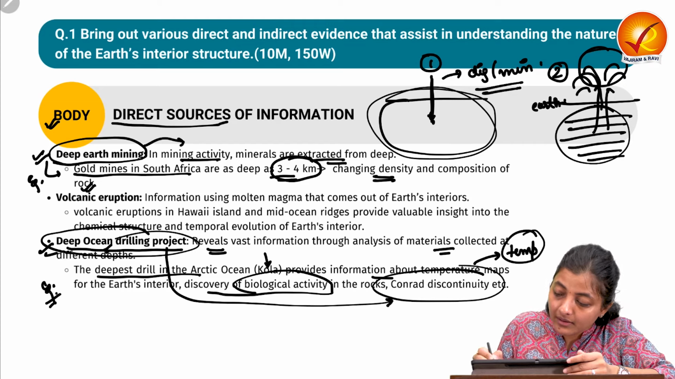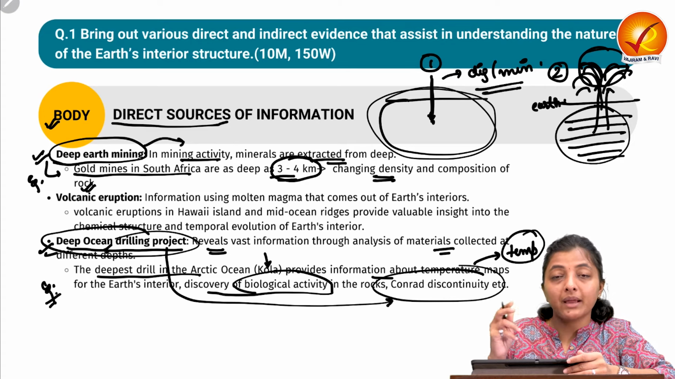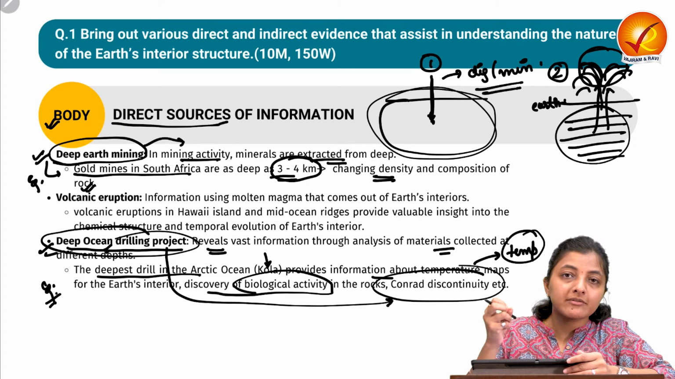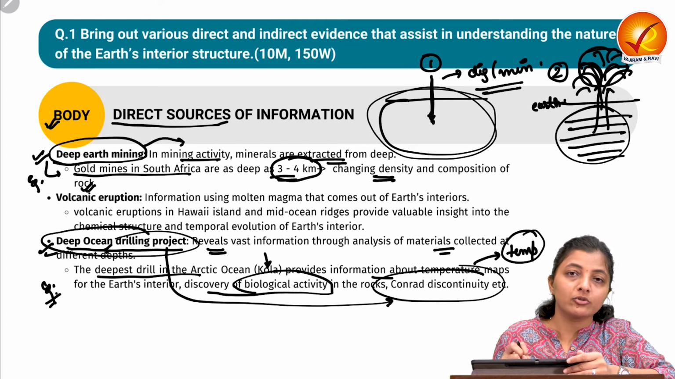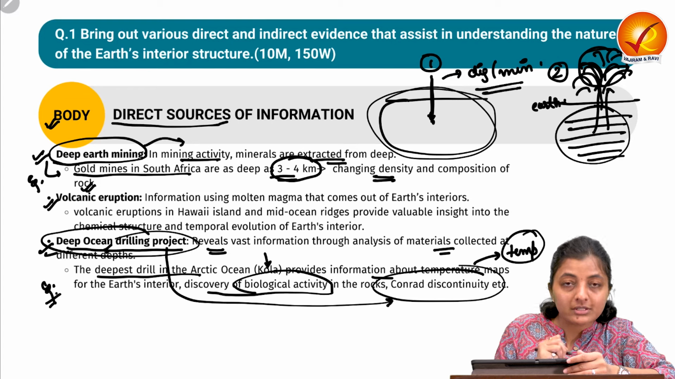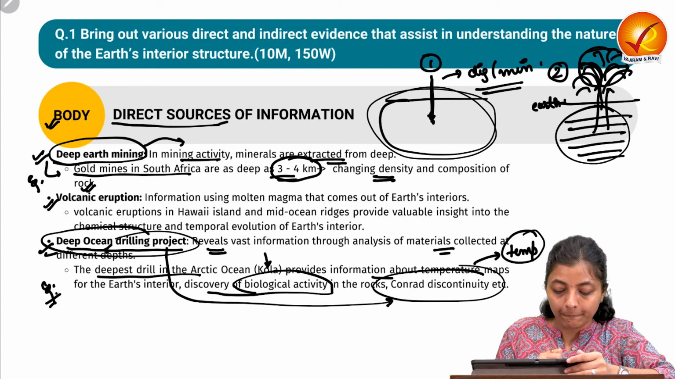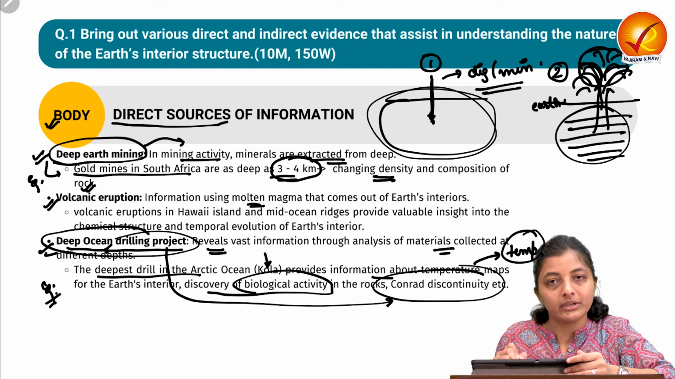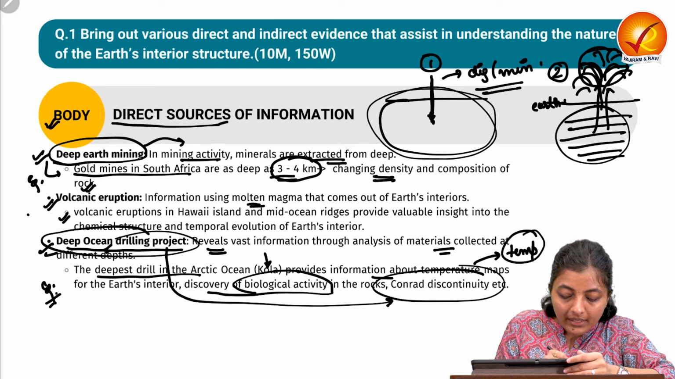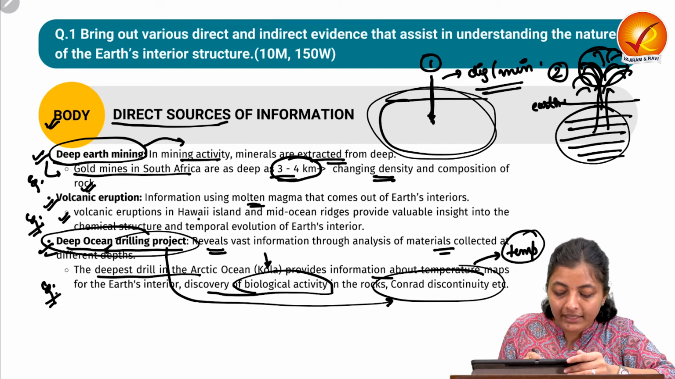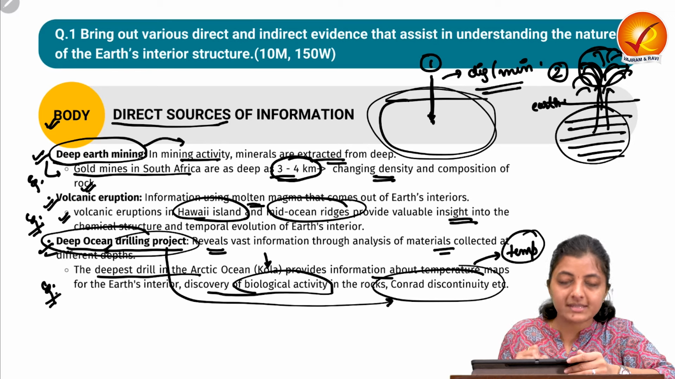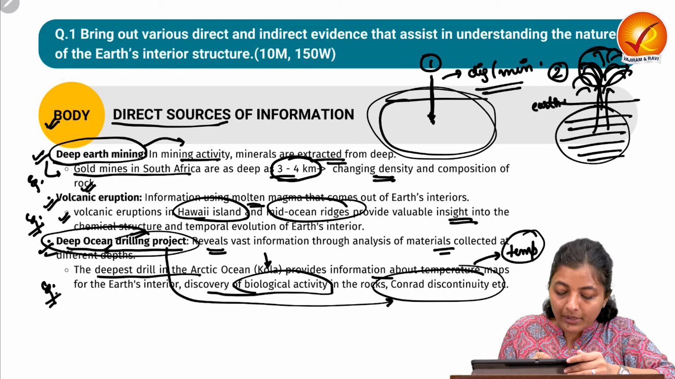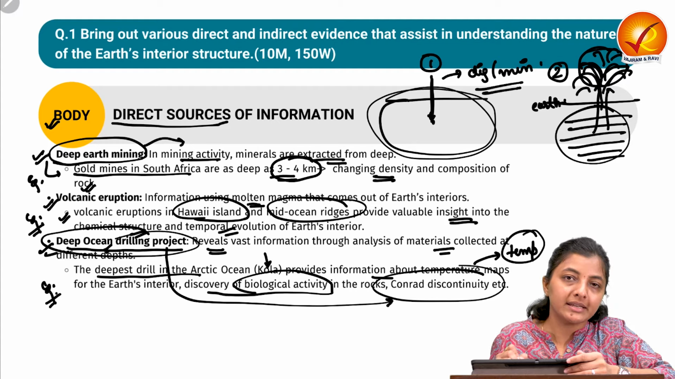The other way is studying the properties of the magma that has come out on the surface, and when it solidifies into the form of rocks, then also we can know about it. So this is information using molten magma. The example is volcanic eruption in the Hawaiian islands and the mid-oceanic ridges. It provides a valuable site about the chemical structure and the temporal evolution of Earth's interior.